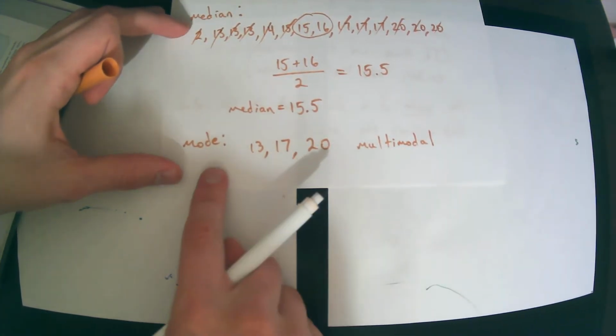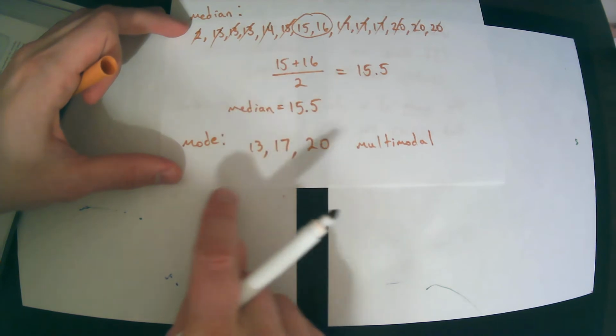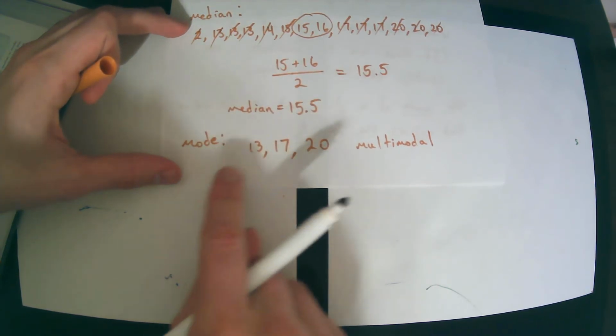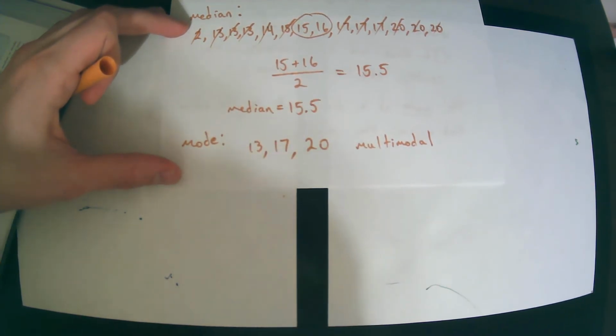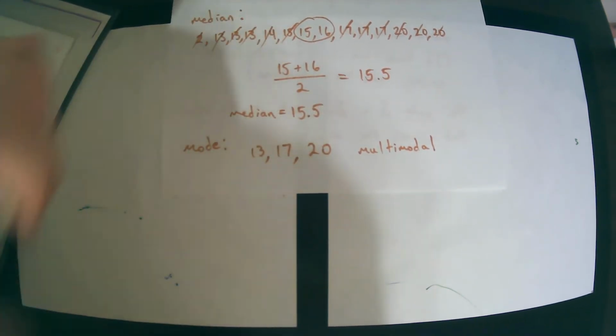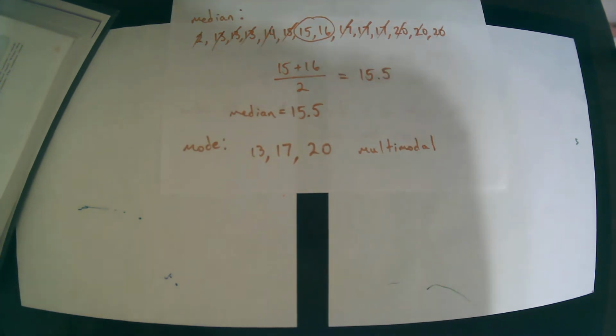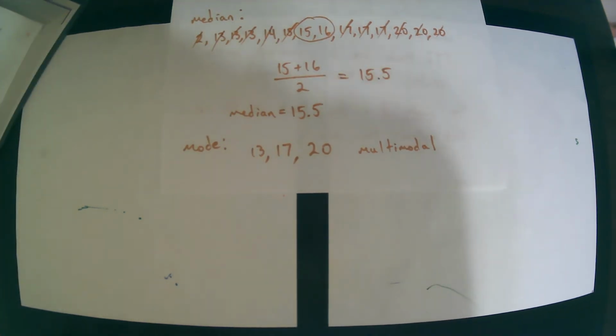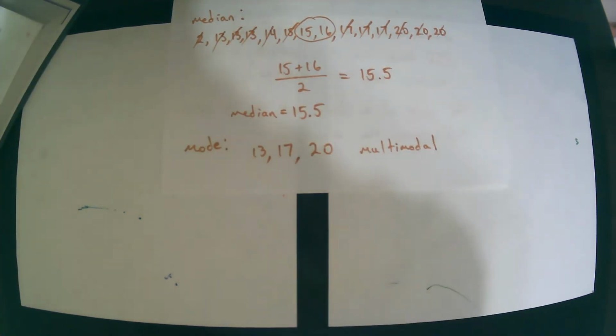These are the answers to 2 different questions. The specific question, what is the mode, you would say 13, 17, and 20. And then if someone said, what kind of mode does this set have, or how would you characterize this set by its mode, you would say it's multimodal.